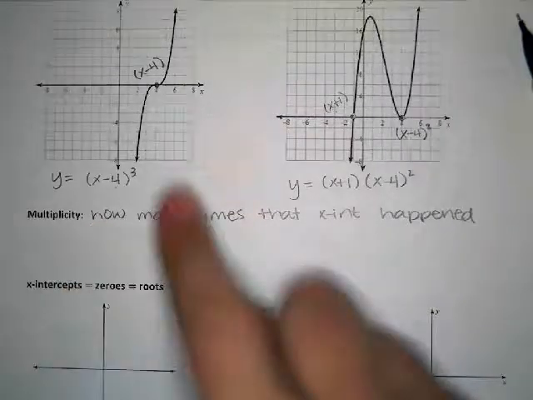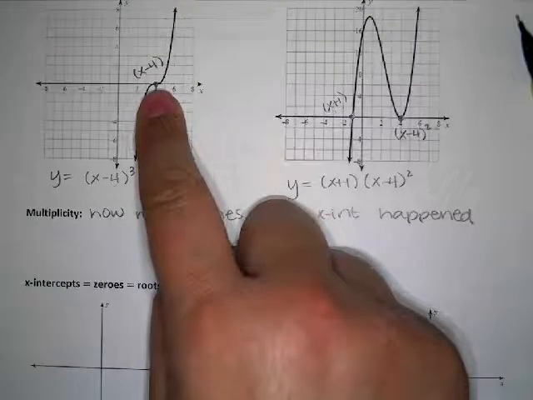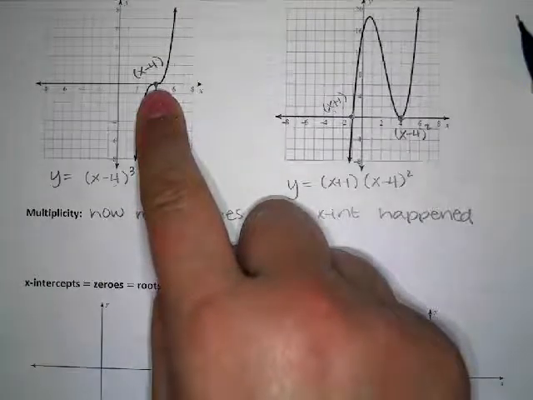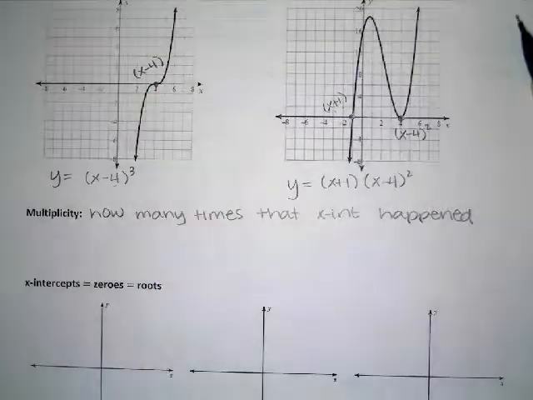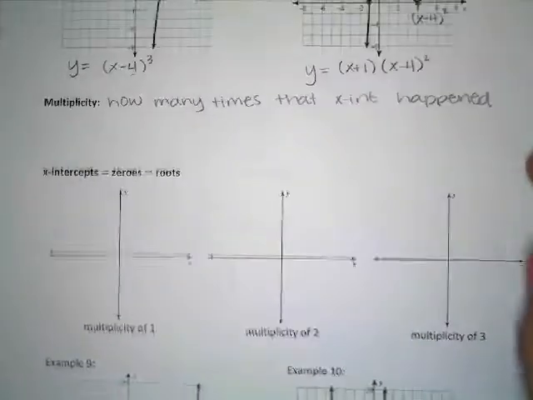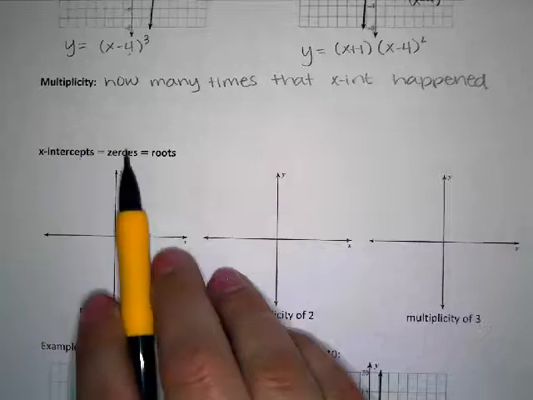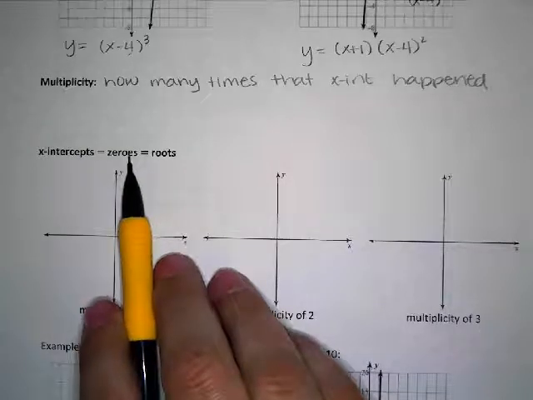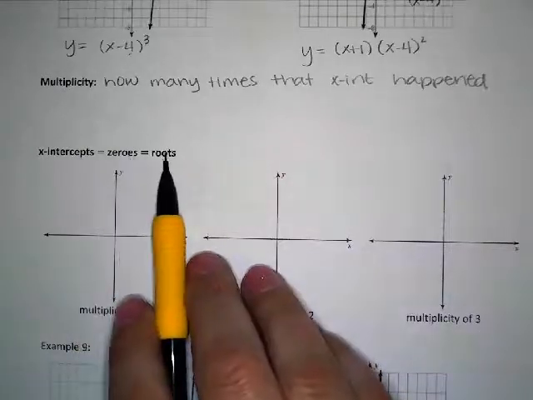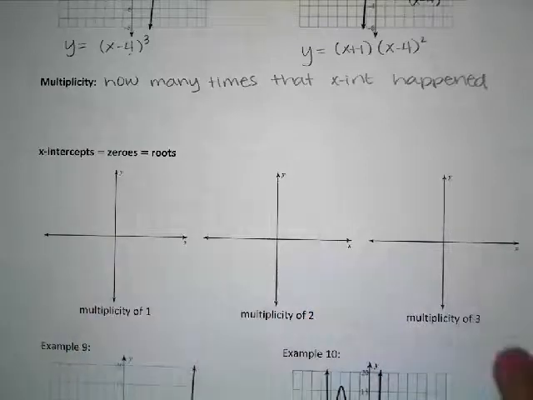Okay? All right. So when we look at x-intercepts on the graphs, there are other names they can be called. So zeros, that's another name for an x-intercept. Roots, that's another name for an x-intercept. So these are all the same thing. And there's 3 different ways they can be drawn. And we've seen all 3 of them already in the examples.